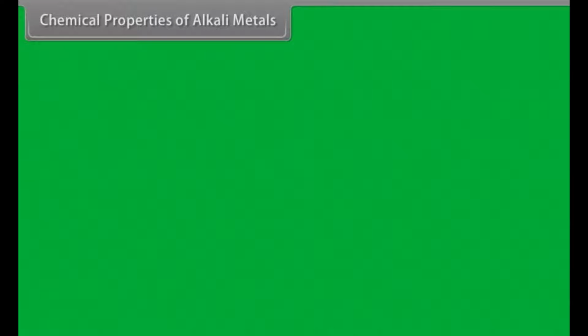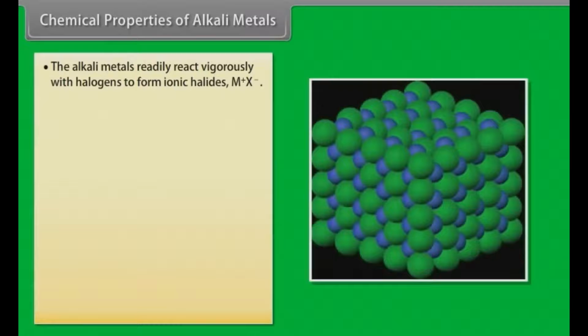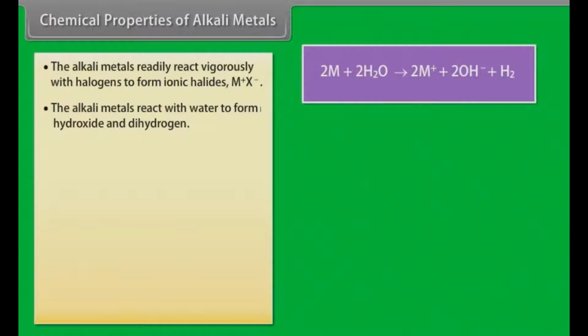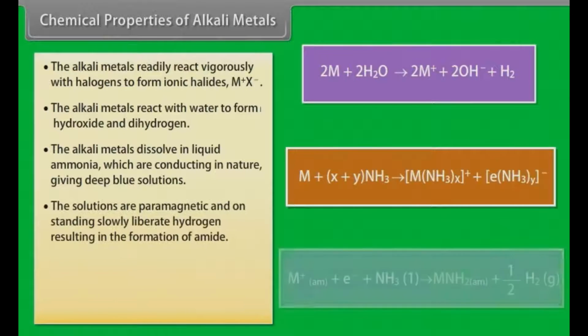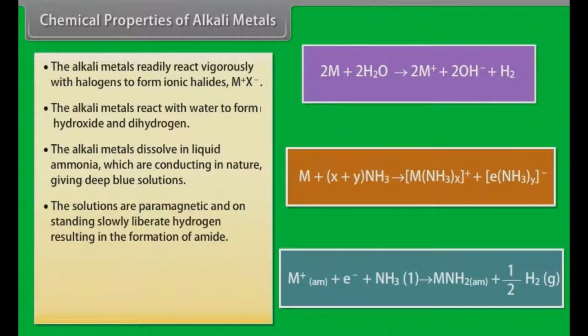Chemical properties of alkali metals. The alkali metals react vigorously with halogens to form ionic halides, M+ X-. The alkali metals react with water to form hydroxide and dihydrogen. The alkali metals dissolve in liquid ammonia, which is conducting in nature, giving deep blue solutions. The solutions are paramagnetic and on standing slowly liberate hydrogen, resulting in the formation of amide.